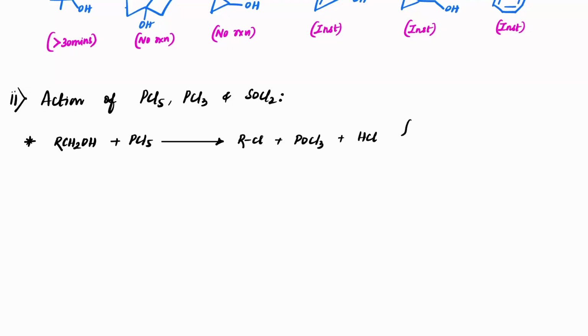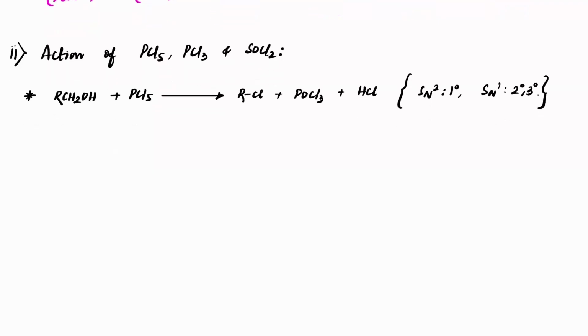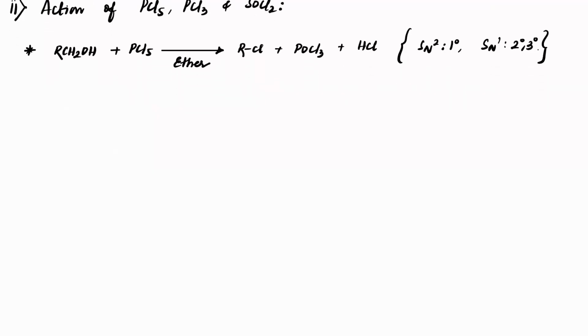Okay. Typically, it goes for SN2 type of reaction if it is 1 degree, and SN1 reaction if it is 2 degree and 3 degree. Okay. If it is 2 degree alcohol and 3 degree alcohol, it will usually go for SN1. If it is 1 degree, it will usually go for SN2 reaction. Okay. This reaction is normally made in ethers.